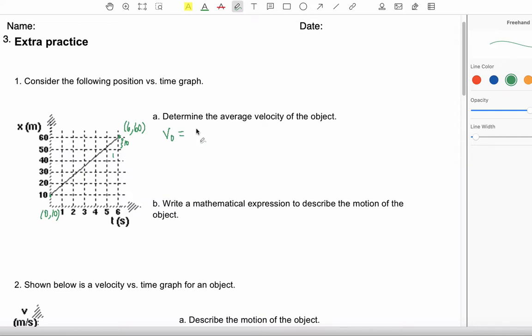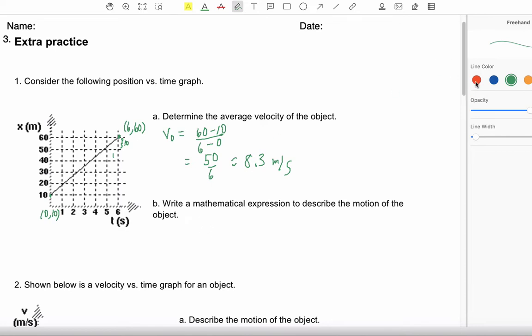I'm going to actually use the rise over the run by taking 60 minus 10 over 6 minus 0, and this actually gives me 50 divided by 6. And when we actually put that into our calculator, it gives us something a little bit under 10. It actually gives us 8.3 meters per second.